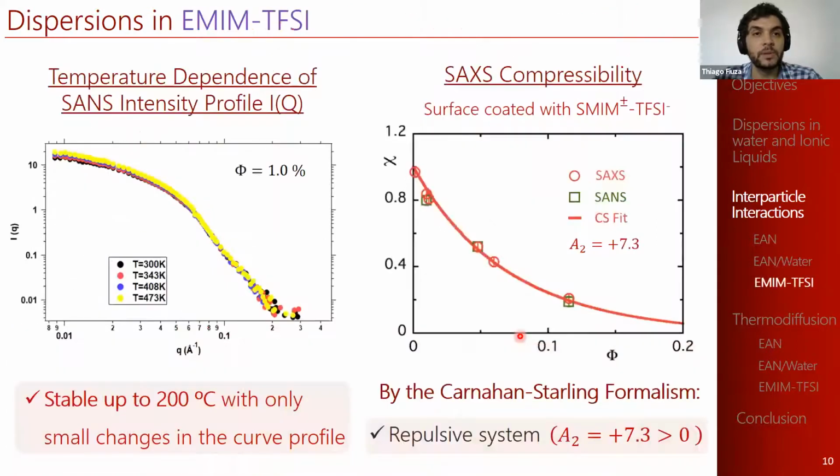So lastly, we're talking about MNTFSI. This ionic liquid can reach up to 200 degrees, and the sample will remain stable, as you can see from the SAXS profiles. So we have a large range of temperatures in order to probe it. In the case of the compressibility, we can see that it reduces as the concentration of nanoparticles increases, which means that we have a positive A2, and therefore we have a repulsive system.